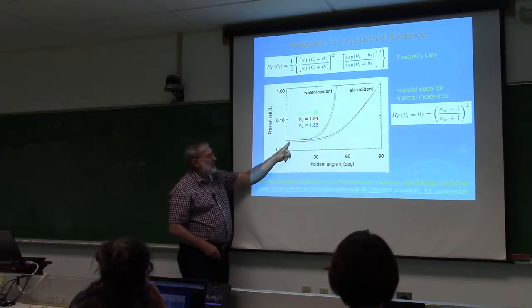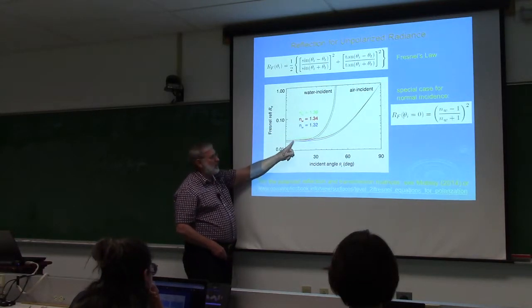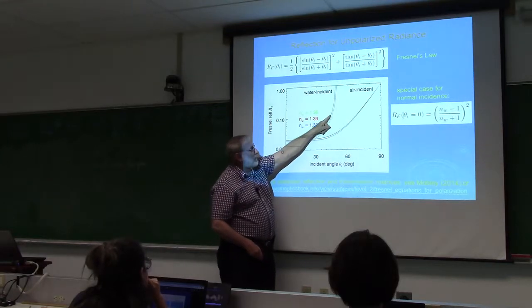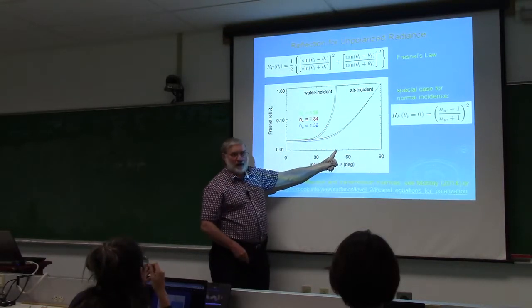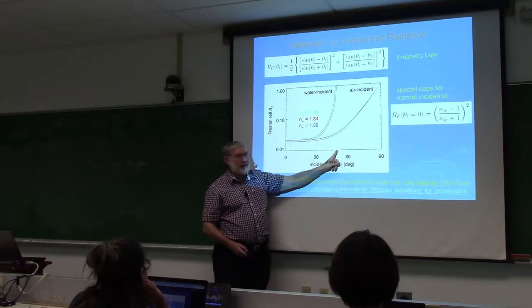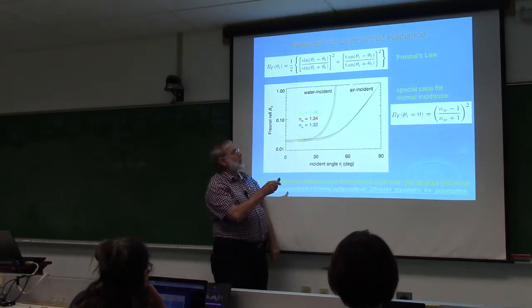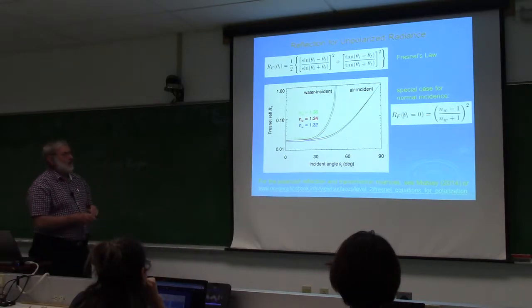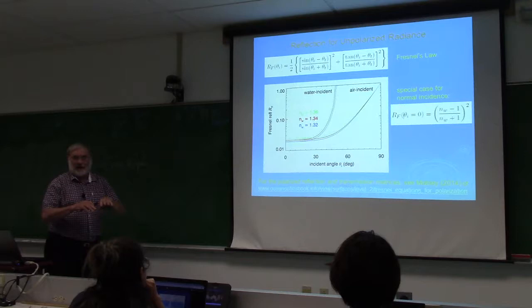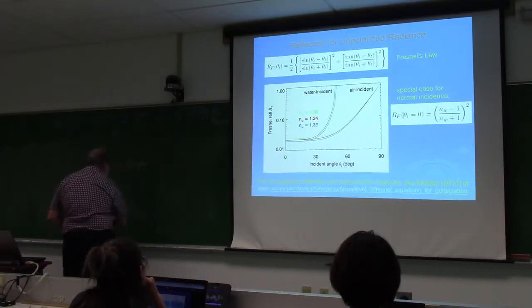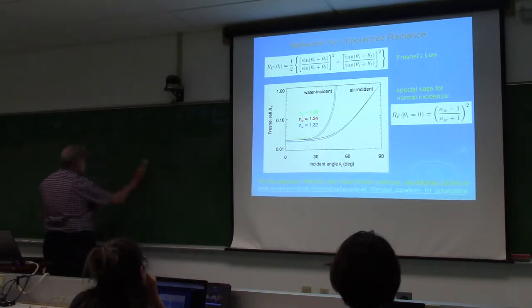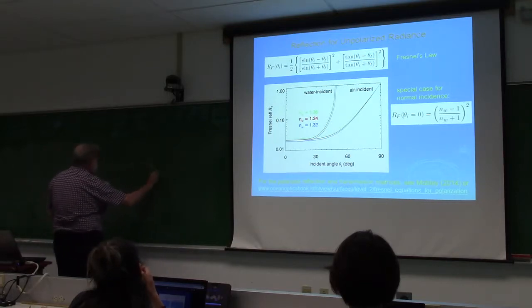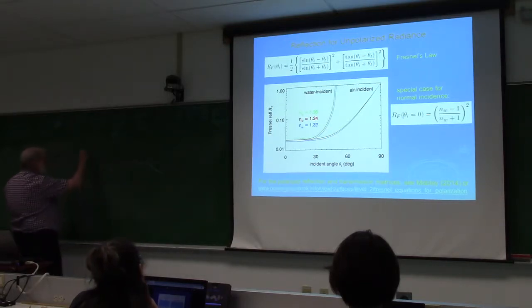If it's water incident, for nearly normal it's the same, but then it rises really quickly till you get to this 48 degree or so angle of total internal reflection, and then the reflection is 100% from there on out. So you've seen those sorts of things. These equations go into computing how sea surfaces reflect light, and then when you have a windblown sea surface, so the way HydroLight works here, it's got this sea surface, and then the sun's up here.